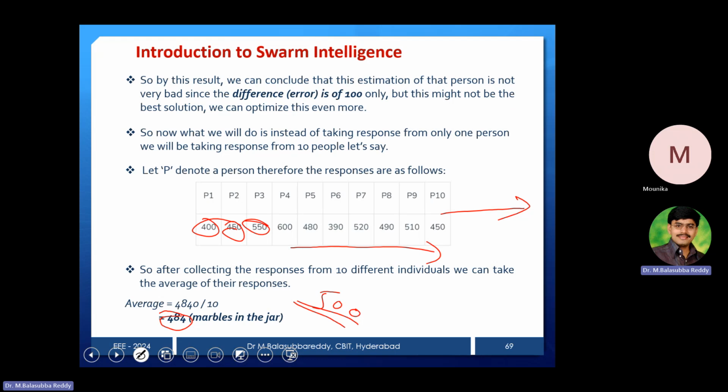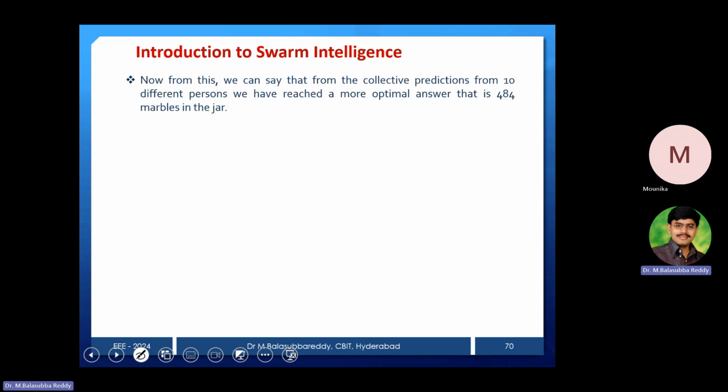Instead of 10 members, if you expand the number of persons more and more, then we can easily identify a better answer. If I ask 50 people or 100 people and take the average, it is very near. Or you can arrange the data in ascending order, discard the highest values and the lowest values, and take the mean of the in-between values. Then you get a still better solution.